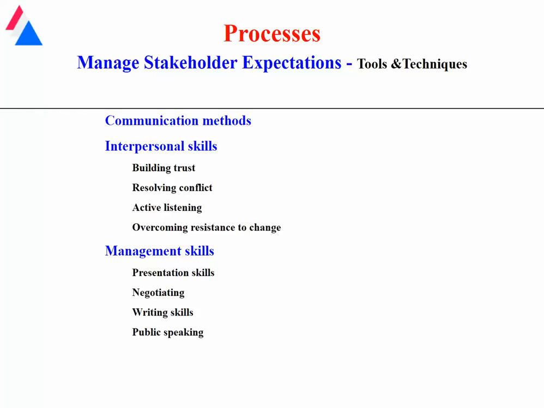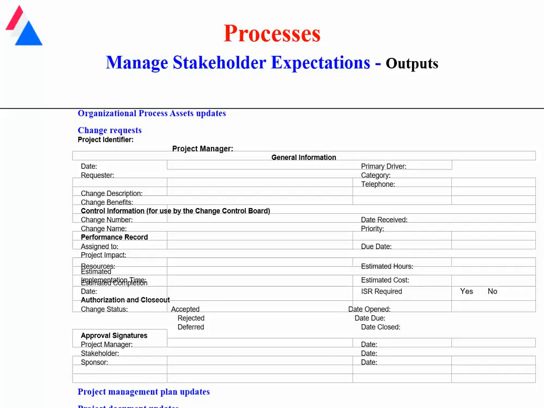Additionally, in managing the stakeholder expectations, you'd have to look at different communication methods, including interpersonal skills, building trust, resolving conflict, active listening, overcoming resistance to change, and then, of course, management skills like presenting, negotiating, writing, and public speaking. The outputs you would get from that would be updating the organizational process assets, change request forms that approve change requests, project management plan updates, and other updates to other project management documents.